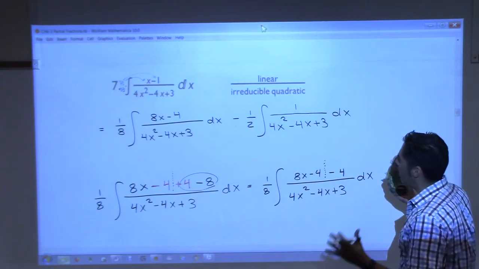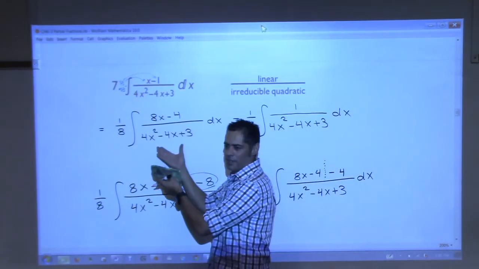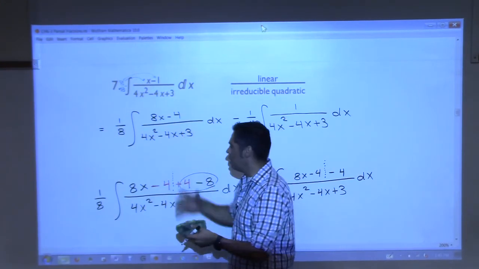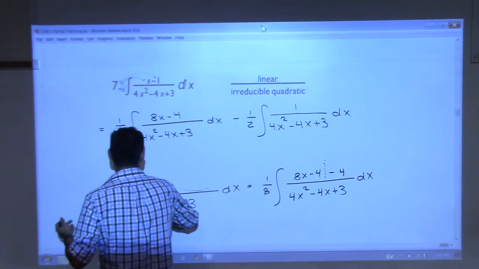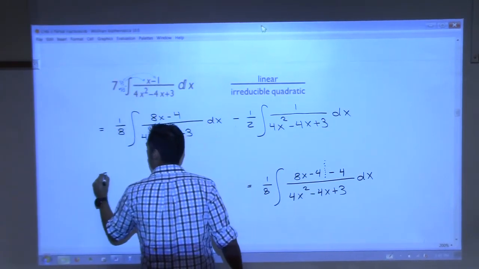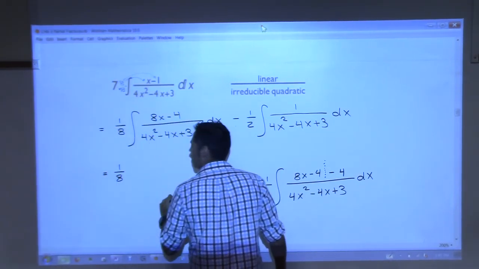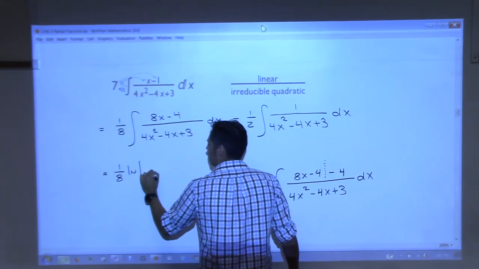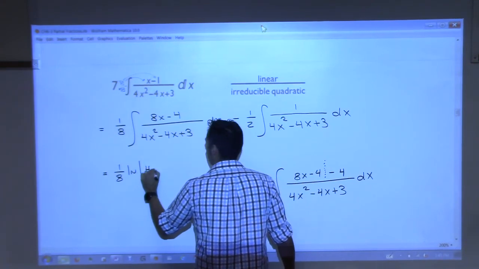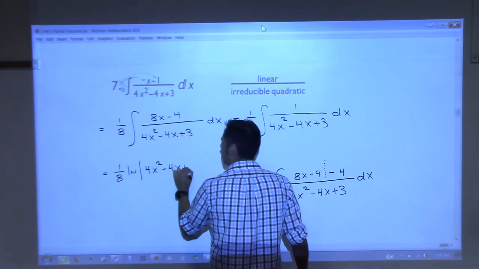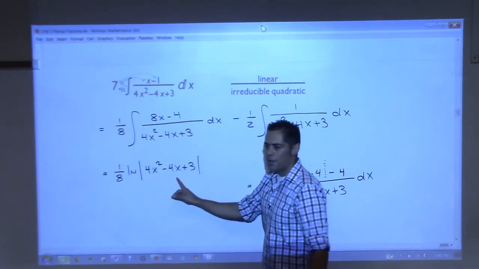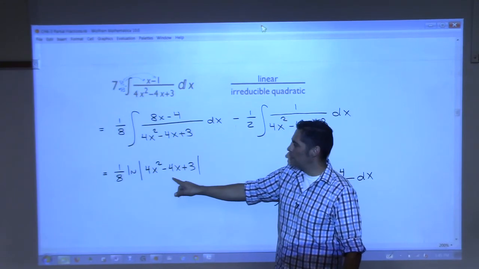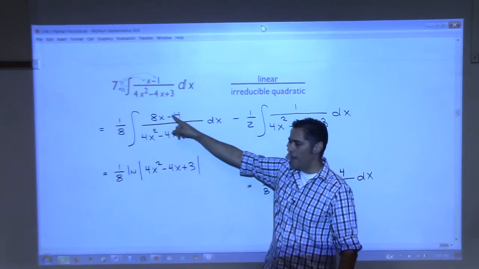So now I take a step back, I look at this, and I'm so happy to see this, right? Because this is just 1 over u du by design. That's what it is. So without even doing the substitution, I'm just going to go right to the answer. It's 1/8 natural log of 4x squared minus 4x plus 3. Think about what the derivative of this is. It's 1 over this, right? Times the derivative of what's inside, which is that.